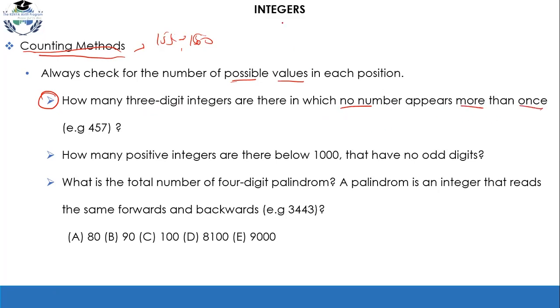A bit of a thinker there. One minute, let's try and solve it. Are you able to solve this question? How many 3-digit integers are there in which no number appears more than once? This is a 1 minute question. I'm only going to give you 1 minute to try and solve this one. This should not take you more than a minute. Again, the instruction says always check for the number of possible values in each position, right? So one minute, let's try it.